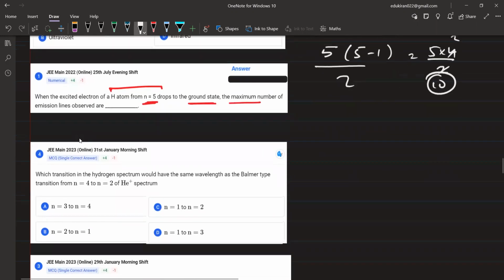ये बताइए, which transition in the hydrogen spectrum would have the same wavelength as Balmer type transition from n is equal to 4 to n is equal to 2 in He plus spectrum? दोनों का 1 upon lambda लिखिए, 1 upon lambda for He plus जहाँ पे n2 is equal to 4 and n1 is equal to how much? 2. फिर लिखिए 1 upon lambda for hydrogen.